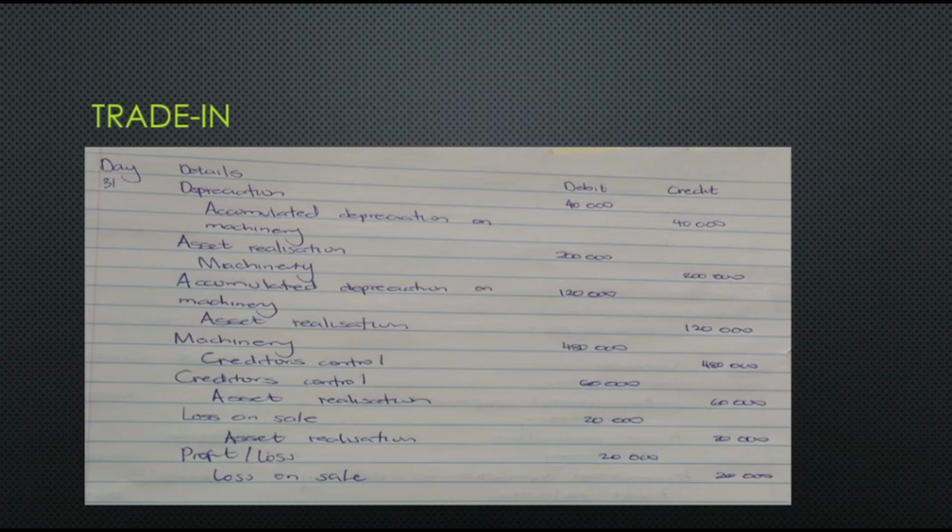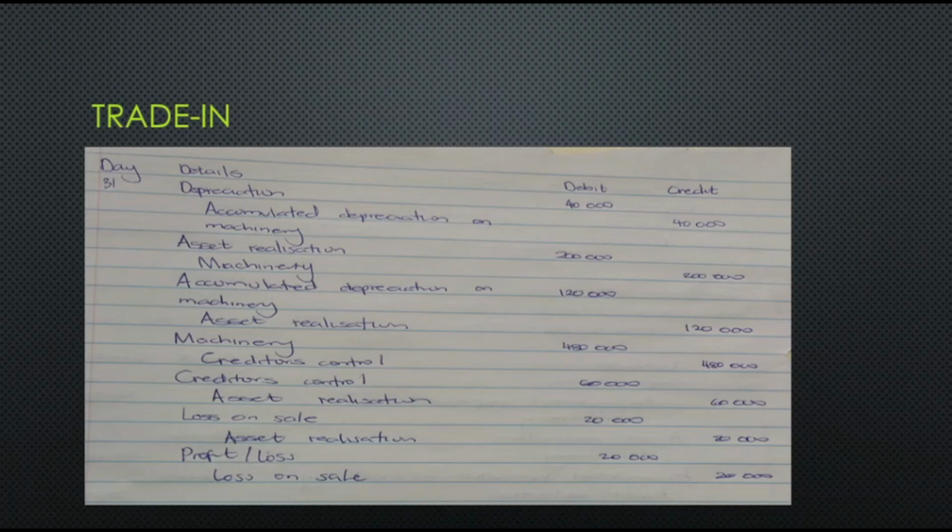Now the total accumulated depreciation we have is the 80,000 that was given in the information plus the 40,000. So when you're taking your accumulated depreciation on machinery to your asset realization, you'll be taking 120,000. So you're going to debit accumulated depreciation on machinery because now you're taking out the accumulated depreciation of the machinery, because the machinery will no longer be in the entity.